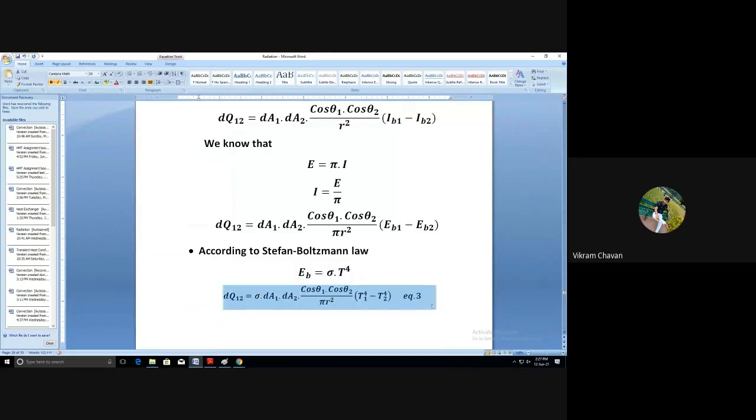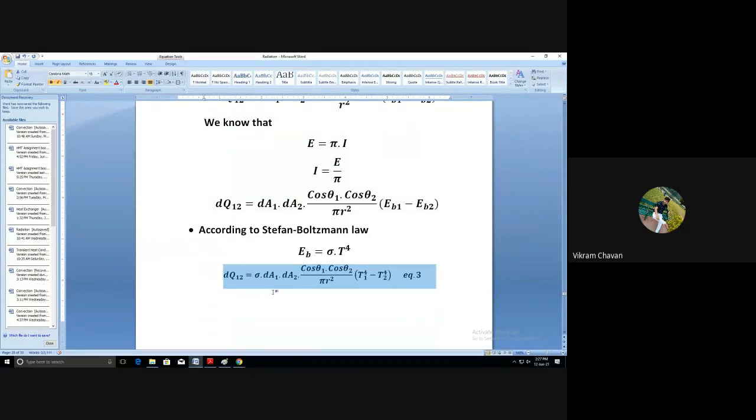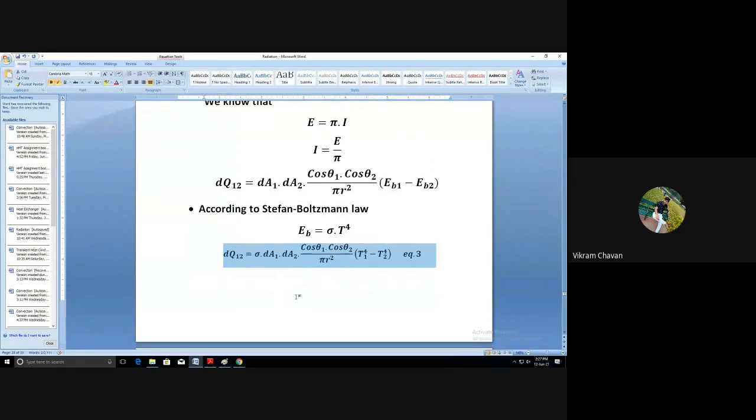So dQ12 will become sigma multiplied by dA1 multiplied by dA2 multiplied by cos theta 1 multiplied by cos theta 2 divided by pi r square, and what will remain inside the bracket? T1 raised to 4 minus T2 raised to 4. Okay, so this is for the small elementary areas that we have considered on a surface area A1 and another body surface area A2, that is nothing but dA1 and dA2.